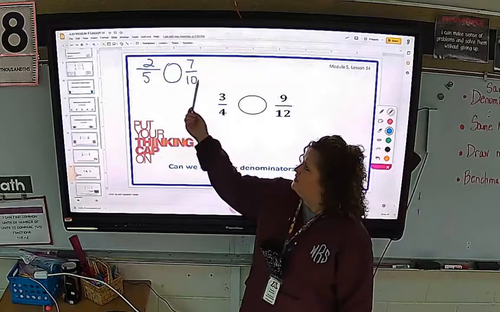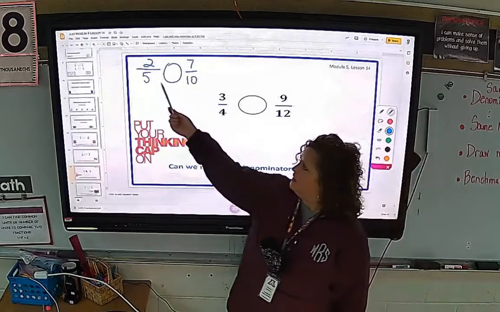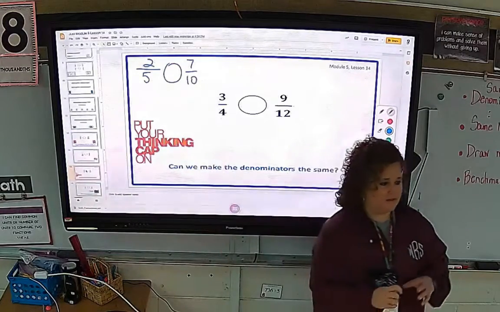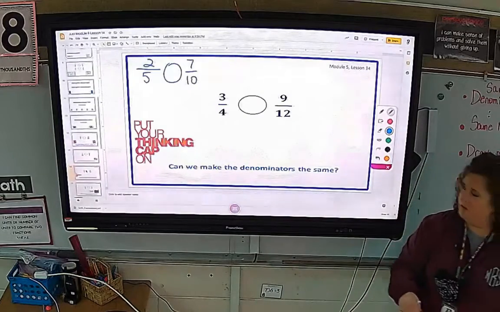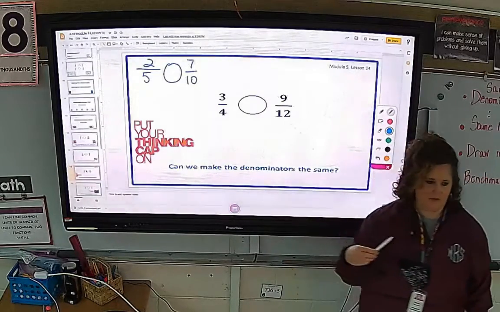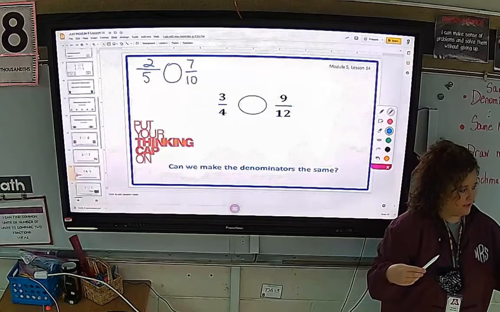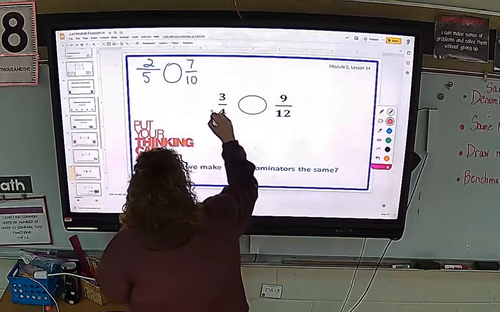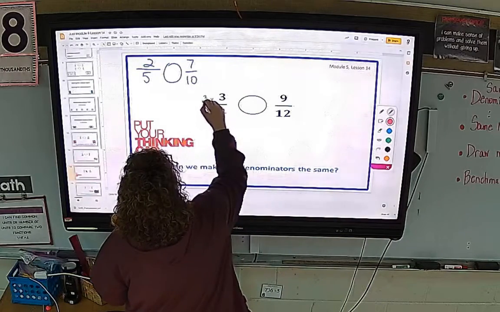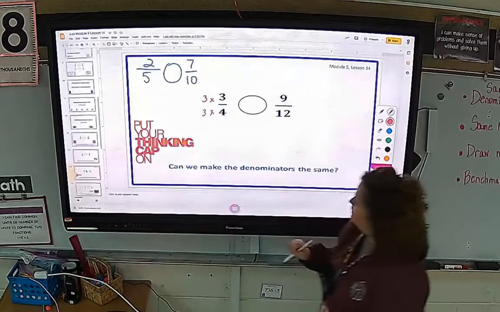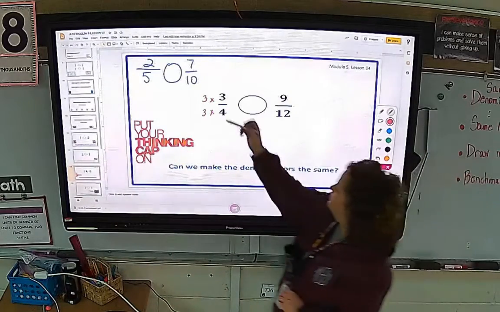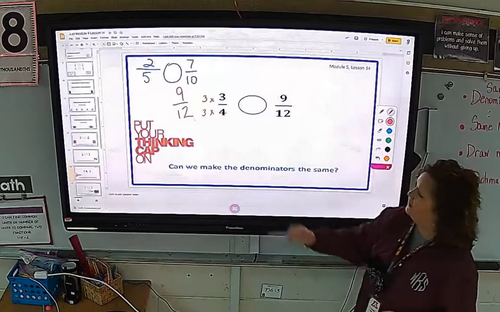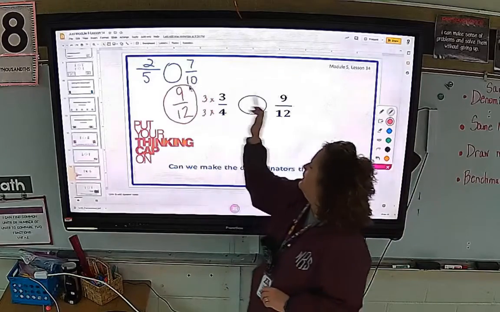One of them is a factor of the other. Okay. They are also a fact family. Do you notice that? 5 and 10 are a fact family with the number 2, and that's what we multiplied by. 4 and 12 are a fact family with the number 3, and that's what we're going to multiply by. Martin is right. When we multiply both of these by 3, what is my new fraction going to be? Interesting. Now I've got 9 twelfths and 9 twelfths.